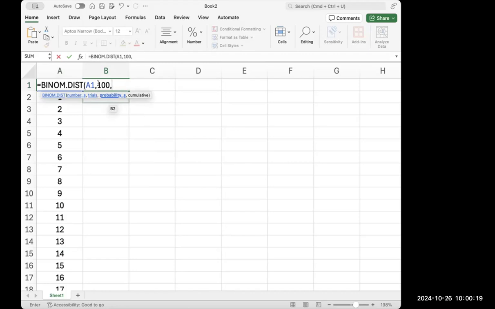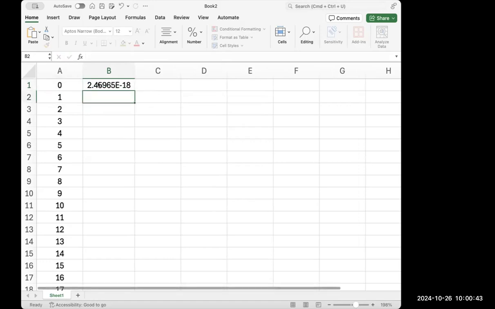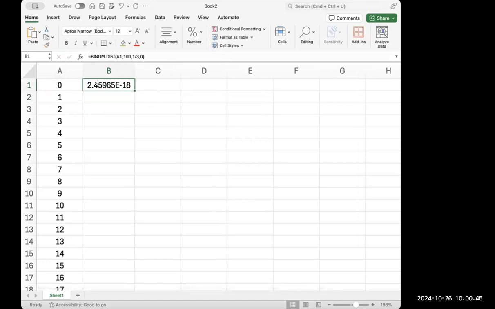one out of three. Let's see if I can just write that. I don't know if it's going to like that. And for cumulative, let's just do zero, no cumulative, so it gives us the value. Is this going to work? Oh, it worked. Okay, so it understood 1/3, which is cool.